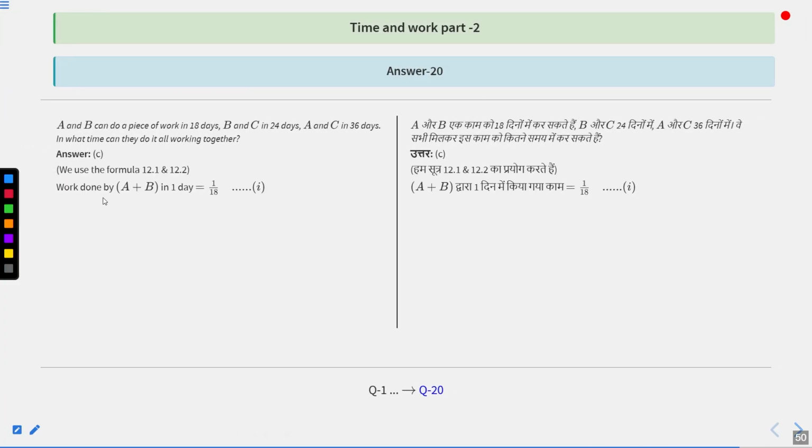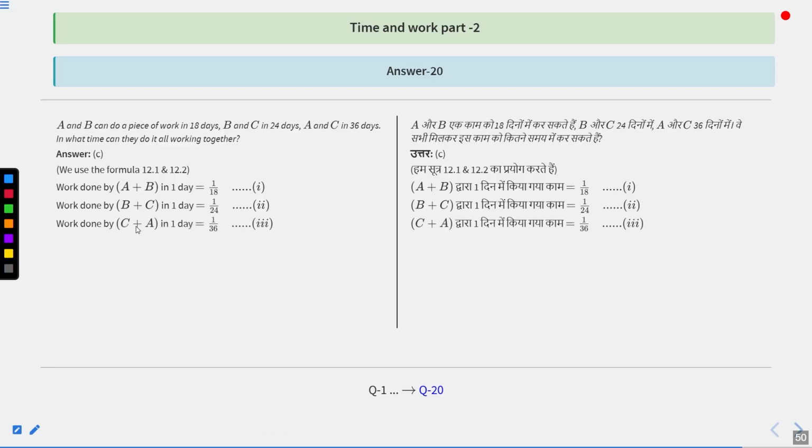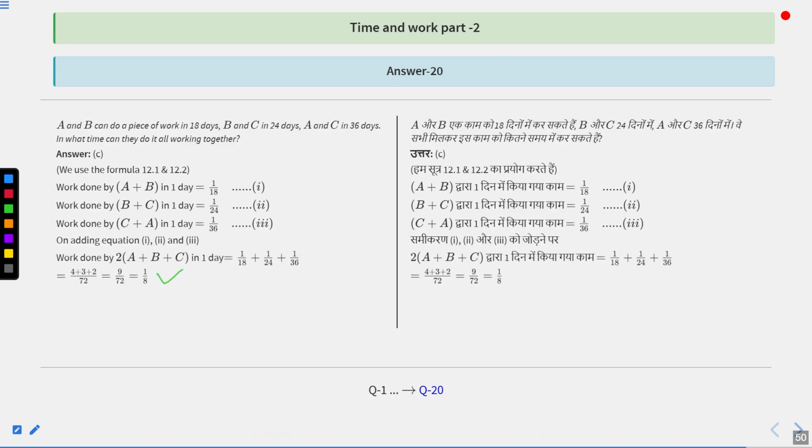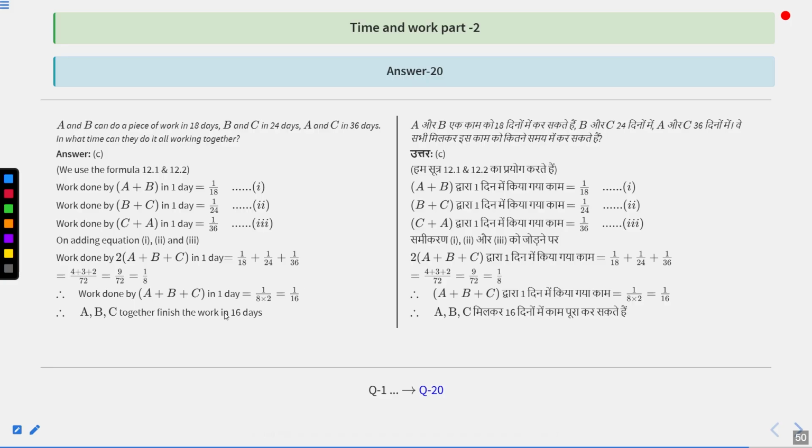Now we know that the one day work of A and B combined becomes 1 by 18 efficiency. In the same way, B plus C's one day work will become 1 by 24. In the same way, C and A's one day work will become 1 by 36. So by adding all these three, the combined efficiency of 2 times A, B and C becomes 1 by 8. So the combined efficiency of A, B and C in one day becomes 1 by 16. Now A, B, C together finish the work, which is inversely proportional to efficiency, in 16 days.